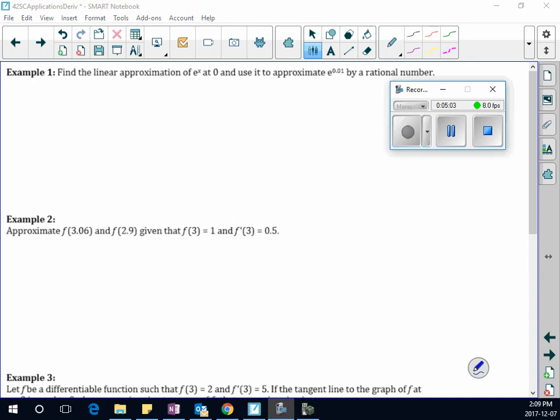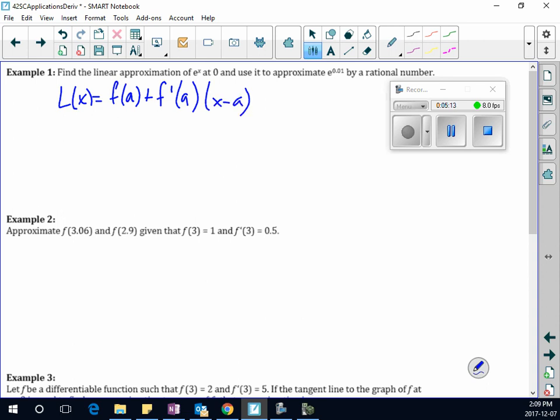Just to look back, remember this is L of x equals f of a plus f prime of a times x minus a. So the first thing we need to do is find the derivative of e to the power x. Does anybody know, if y equals e to the power x, what's the derivative equal to?